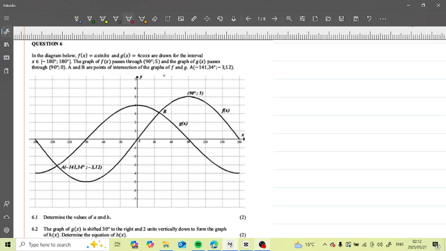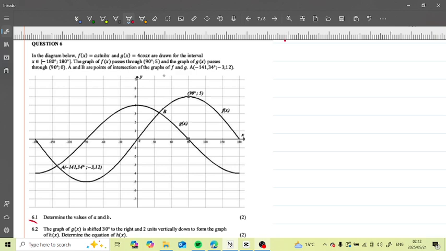Now they've given us the points that these graphs pass through, which is 90 and 5. This is the turning point of this graph here. The other one passes through 90 and 0. We're also given a point of intersection, but let us see what the questions are requiring from us. So we need to determine the values of a and b to answer the first question.